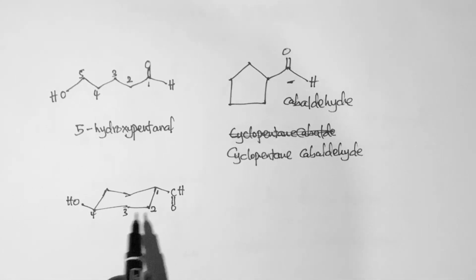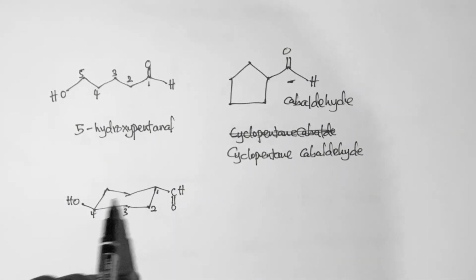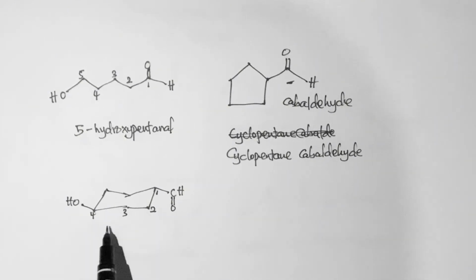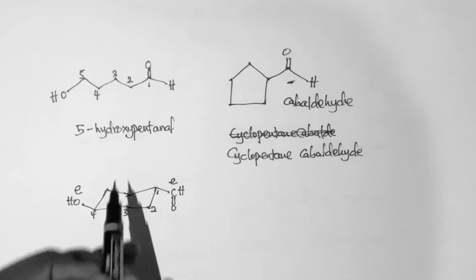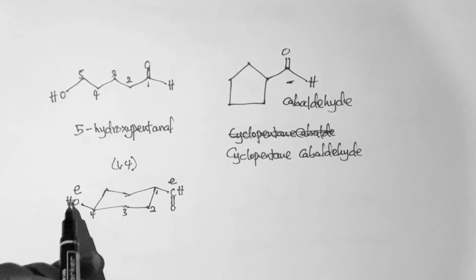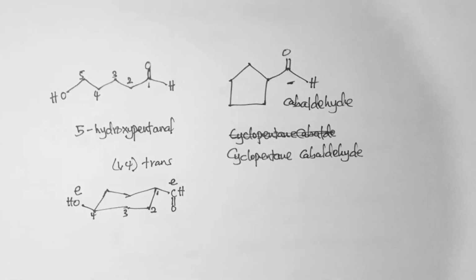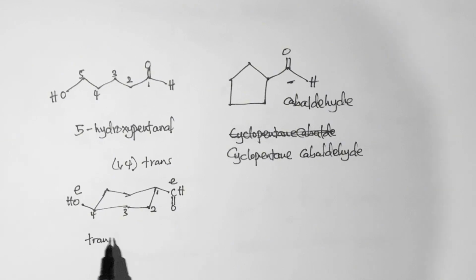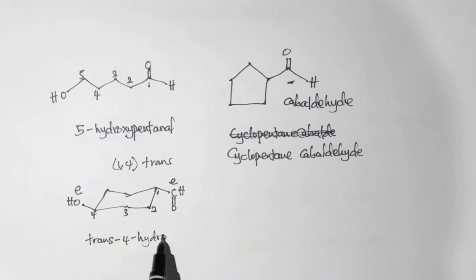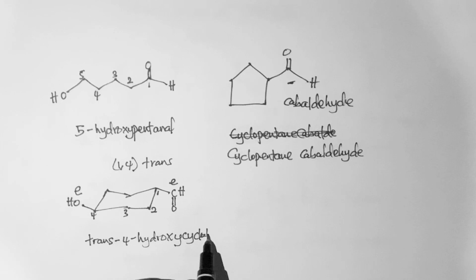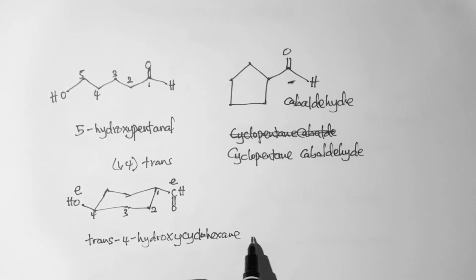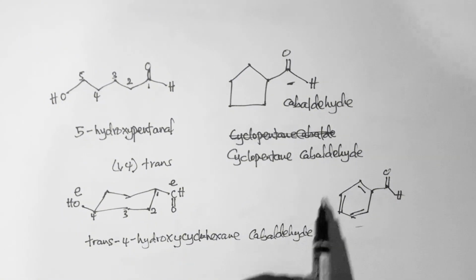However, this is the chair conformer. So that means we need to determine the stereochemistry between these two functional groups. And we are talking about this is in the equatorial position, and this is also in the equatorial position. And we are talking about the case of 1,4. So EE is a trans, and therefore the name will proceed with trans-4-hydroxycyclohexane carbaldehyde.